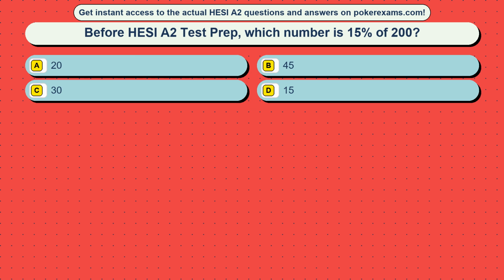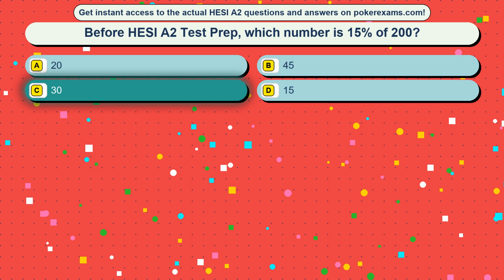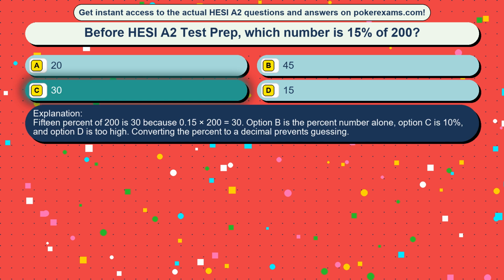Question 35. Before HESI A2 Test Prep, which number is 15% of 200? Option A, 20. Option B, 45. Option C, 30. Option D, 15. The correct answer is option C, 30. 15% of 200 is 30 because 0.15 times 200 equals 30. Option B is the percent number alone, option C is 10%, and option D is too high. Converting the percent to a decimal prevents guessing.